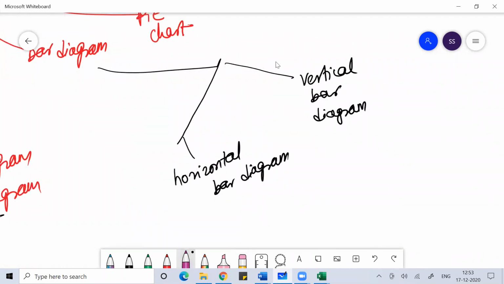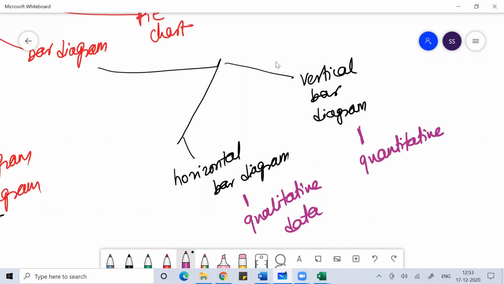We normally use horizontal bar diagram to represent qualitative data, while we use vertical bar diagram to represent quantitative data. So it is just in theory. Keep that in your mind. There's no logic behind it.